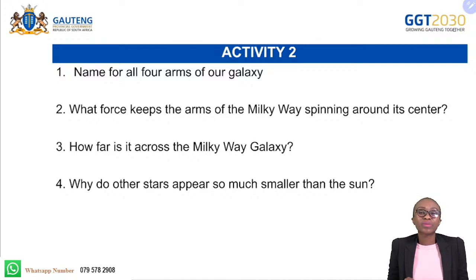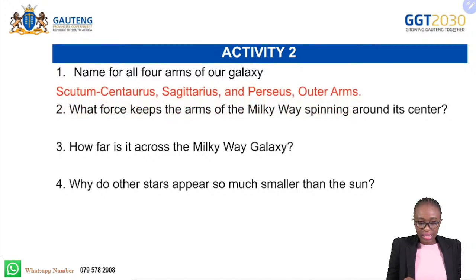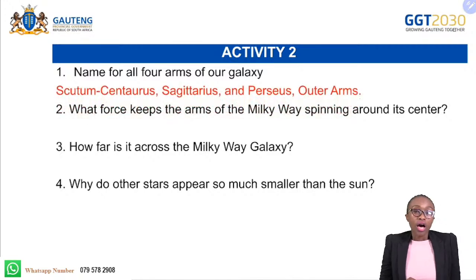Welcome back, grade 8. I'm sure you had enough time. So now let's answer the questions. The first one was, name all four arms of our galaxy. The arms are Scutum-Centaurus, Sagittarius, Perseus, and the outer arm. Those are the arms of our galaxy.